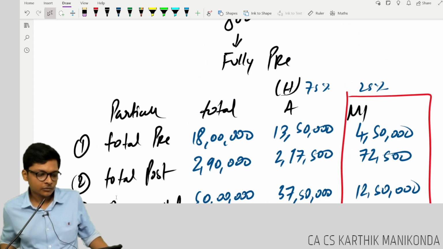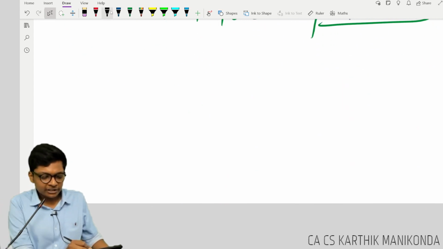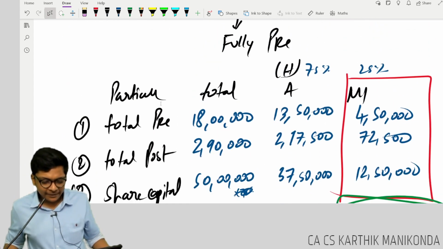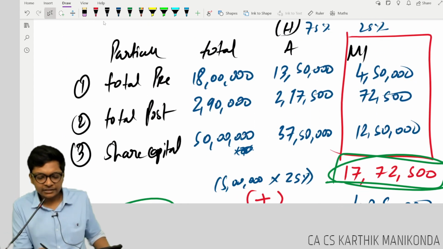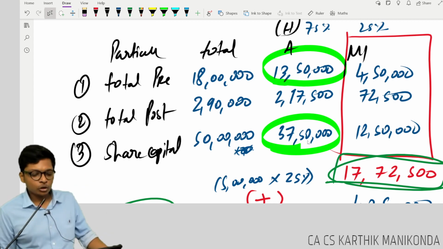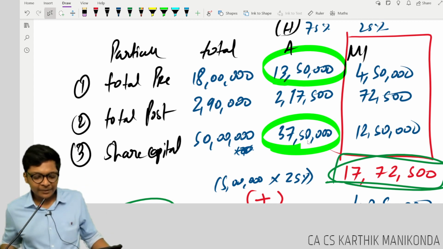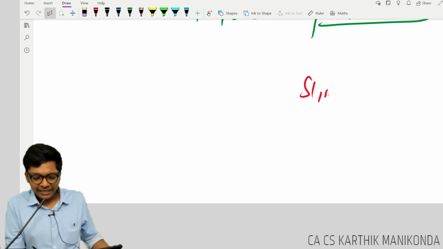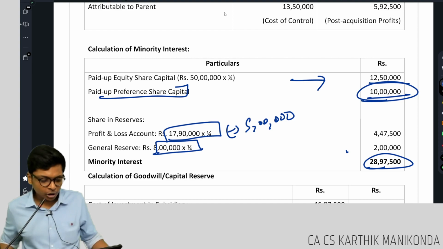Everybody clear? Now goodwill. What is goodwill computation? What we paid against what we got. So in this table, what you will take for goodwill, guys? What we pay, what we got? 13 lakh 50 and total share capital 37 lakh 50. Total is how much? 13 lakh 50 plus 37 lakh 50. 51 lakhs. So what I got is 51 lakhs. How much you paid, guys? Cost of investment.